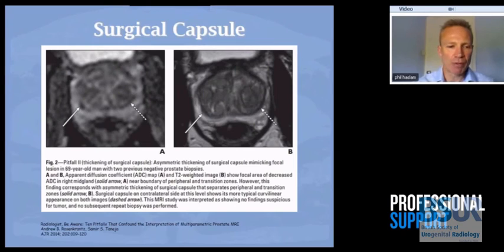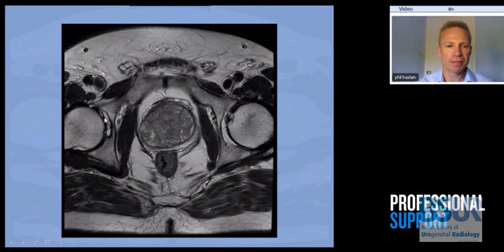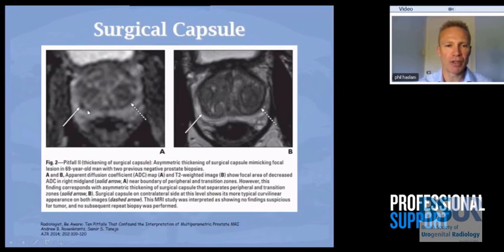Now, this is another example from this paper from AJR 2014. This is a surgical capsule. This is a low signal area where the BPH stops and the peripheral zone starts. It's called a surgical capsule because during TURP, this is where they would stop removing tissue when they get out to this capsule. Now here, you've got asymmetrical thickening in this surgical capsule, and that could potentially be thought to be tumour. And that can show restricted diffusion here on the ADC map.